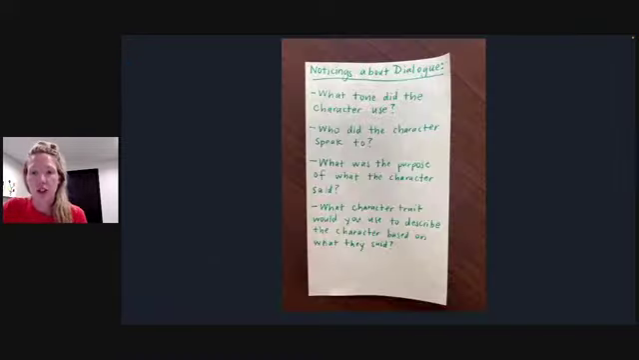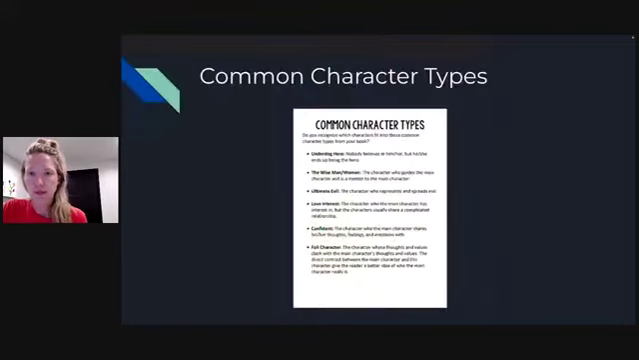Some different questions that you could have students focus on when they're looking at the dialogue would be questions like, what tone did the character use as they were speaking? Who did the character speak to? What was the purpose of what the character said? What character trait would you use to describe the character based on what that character said? Those are just a few suggestions of different things that students can notice as they're looking at the dialogue that is said.